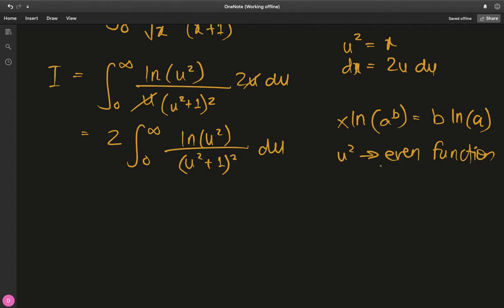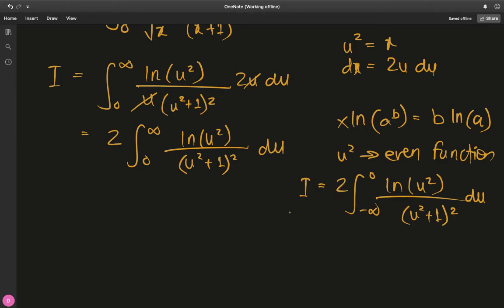Since it's an even function, this means the integral from 0 to infinity is the same as the integral from minus infinity to 0, on the entire negative axis, of the natural log of u squared divided by (u squared plus 1) squared du. You can check this using a substitution where you take u equal to the negative of a different variable, and then we retain the 2.